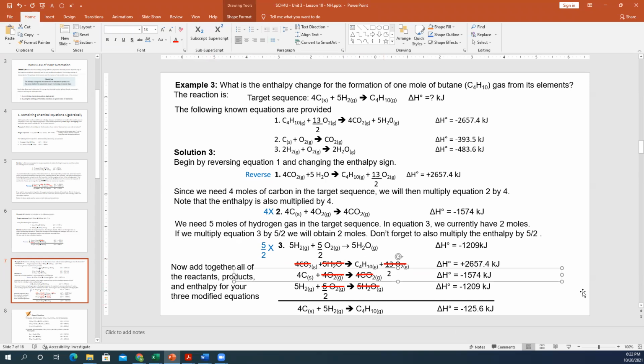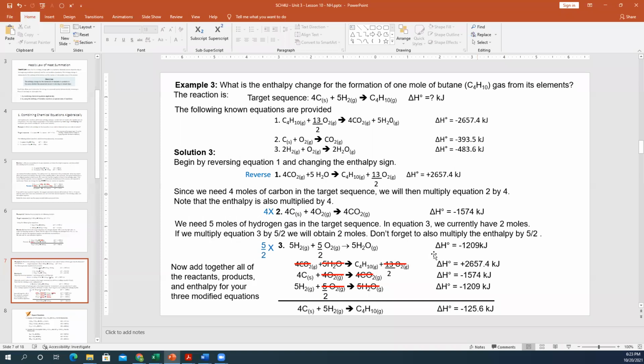Now we add it all up together. So we line them all up as we have here. We put the correct H values in front of everybody, and then we start crossing out the elements that cancel each other out. So the 4 CO2 here cancels out with this 4 CO2. The 5 H2Os cancel out with this 5 H2Os. The 5 over 2 O2s adds together with this 4 O2 to cancel out our 13 over 2 O2. And we add it all up to end up with our target sequence.